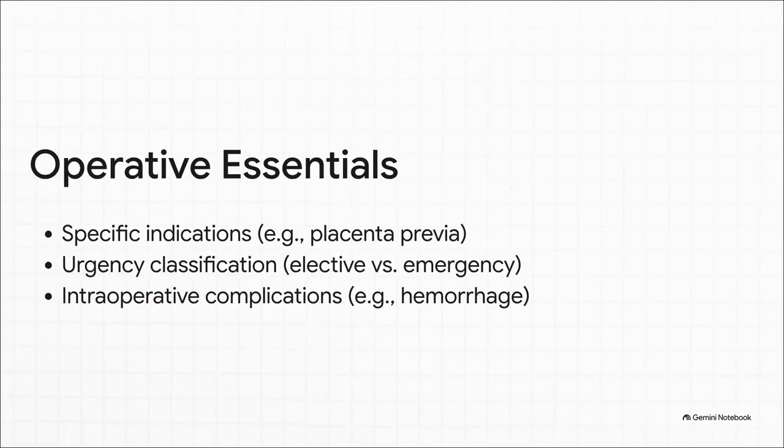For absolutely any operative delivery, you have to directly validate a few key documentation essentials. First, you need the specific indications, things like malpresentation, placenta previa, or obstructed labor. Next, you need the urgency classification clearly documented. Was it elective or an emergency? And finally, you have got to capture any intraoperative maternal or fetal complications. We're talking hemorrhage, laceration, neonatal distress, the whole shebang.